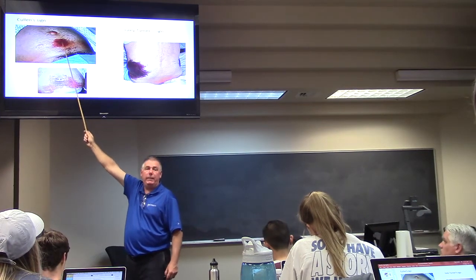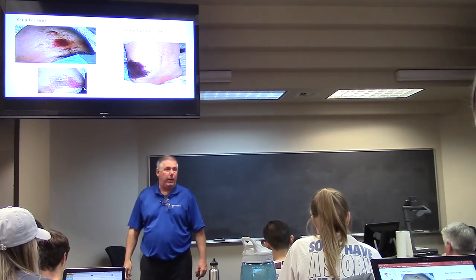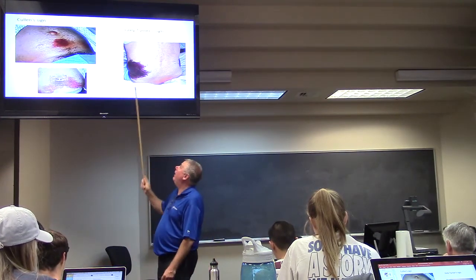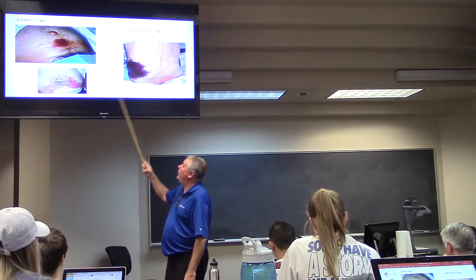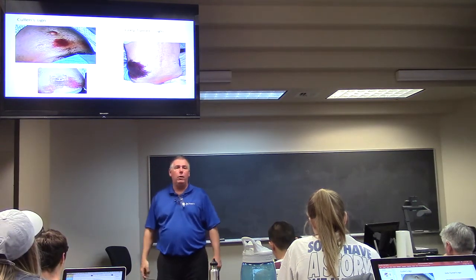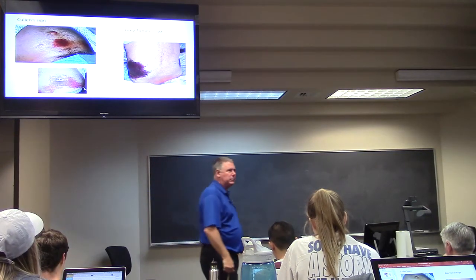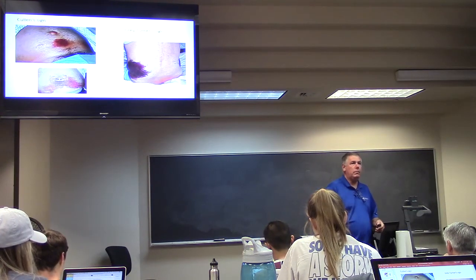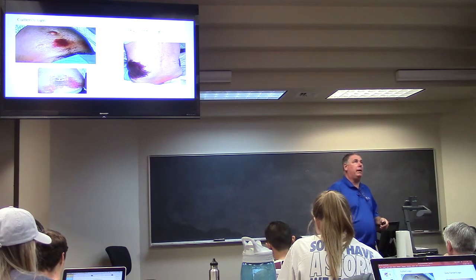Cullen's sign is in the umbilical area. Grey Turner's sign is in the flanks. Here it's like right here. These are not good signs. And these are not early signs. These are late signs of acute pancreatitis. Two signs you should never forget, Cullen's and Grey Turner.